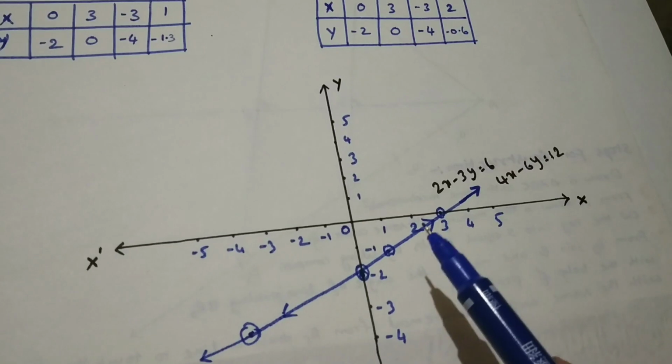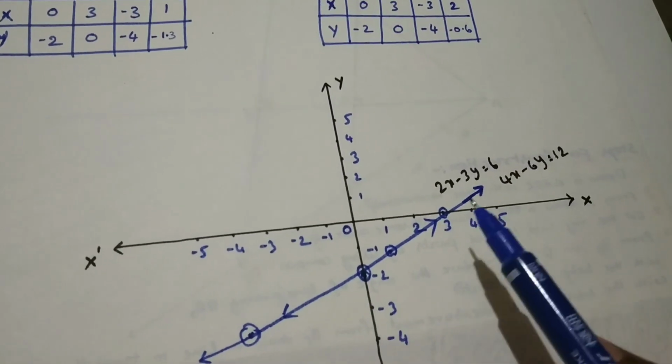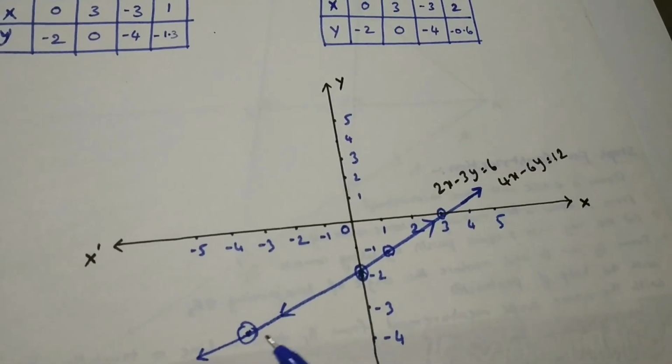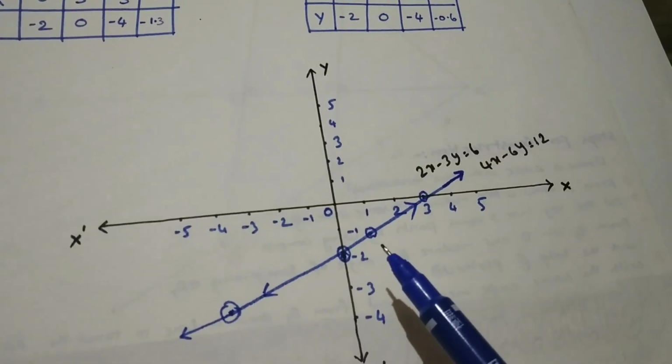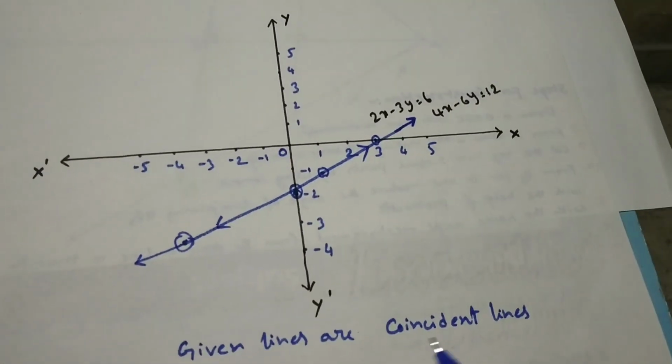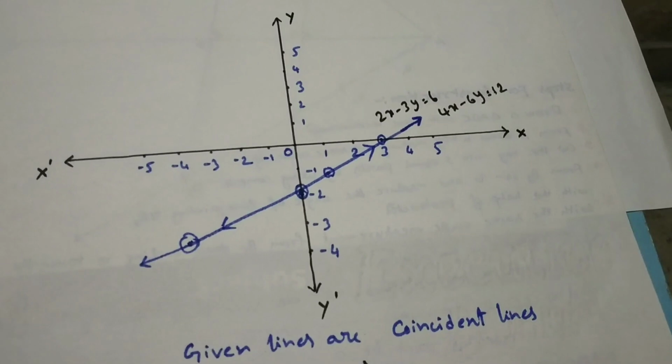If you draw the first line, you will get it like so, and the second line also comes on the above line, the same line only you will get. Both lines come like this, which means both lines are coincident lines.